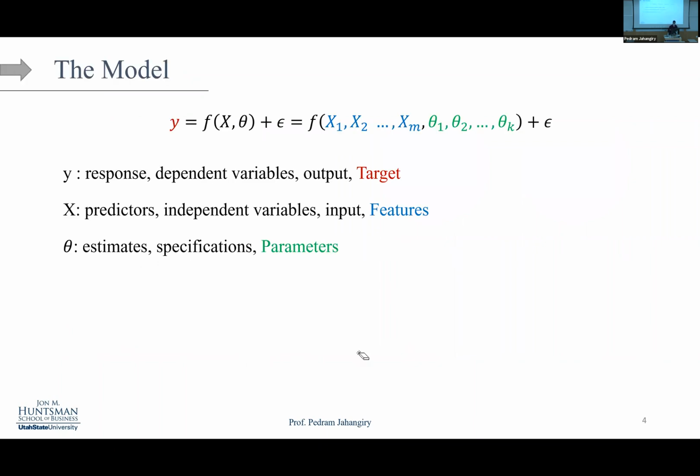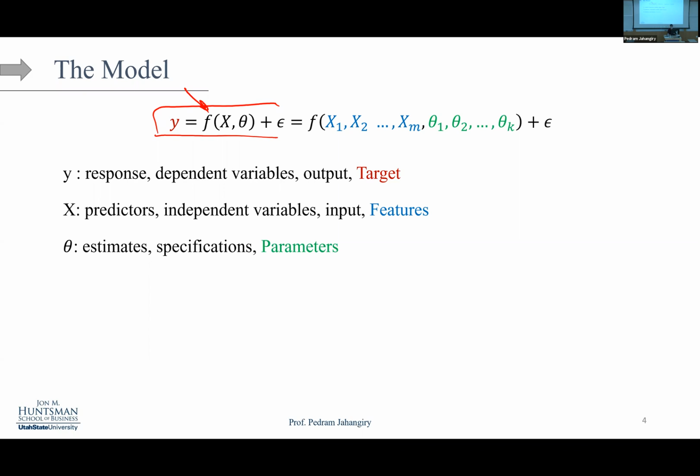Let's start with the model. This is the functional form that we can assume for our model. Whatever your model is, you can summarize it like this. I have a target variable on the left, y. We call it response, dependent variable, output, or in machine learning language, we call it target. Then on the right-hand side, we have a functional form, f of x and theta. Theta is basically the parameters of the model. In machine learning language, usually we use theta for parameters. In econometrics, we use beta. That is just a different name. And x are the predictors, independent variables, input features, or in general, features.